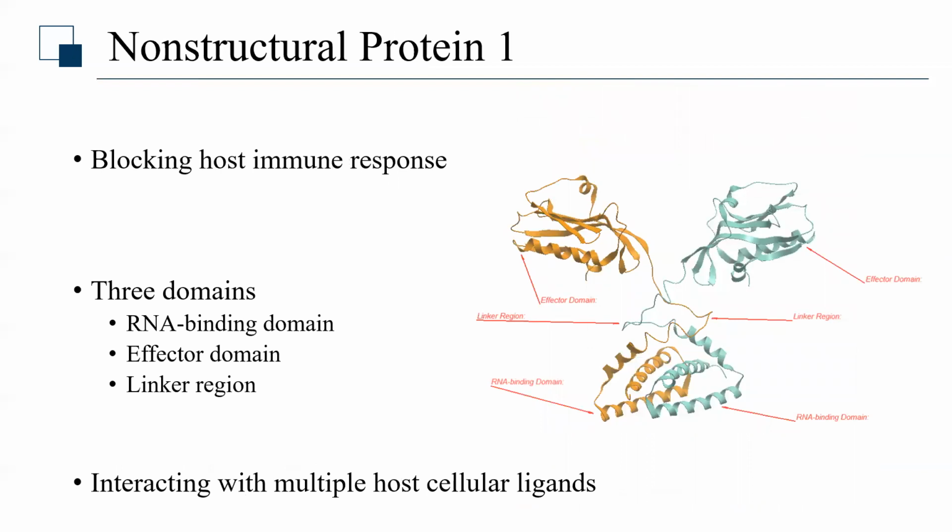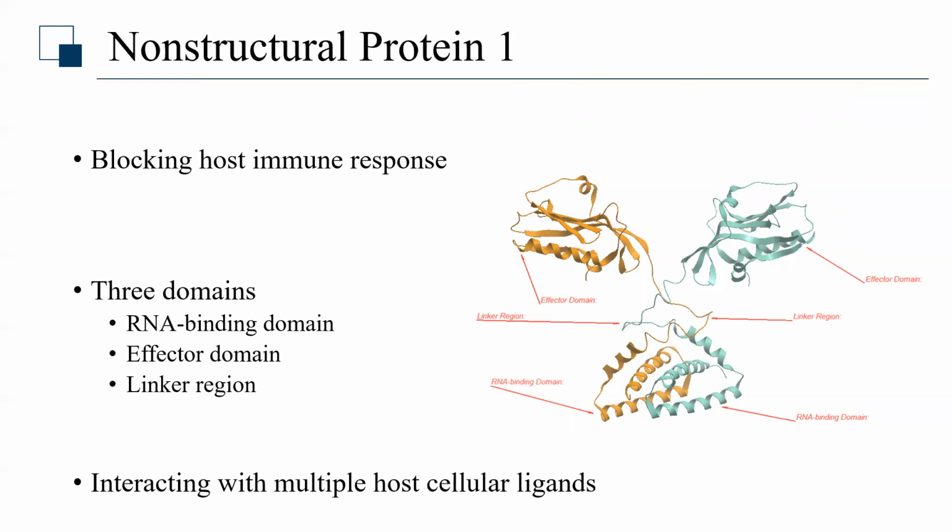The second protein that I worked on is the non-structural protein 1 of influenza type A, B, and C viruses. This is a protein coming from the virus that is able to block immune responses from the host.